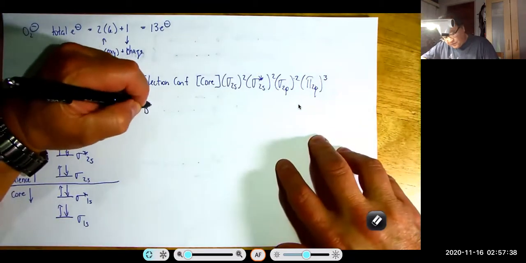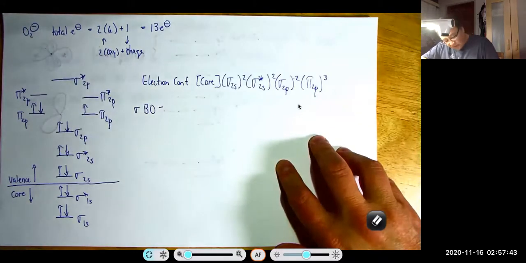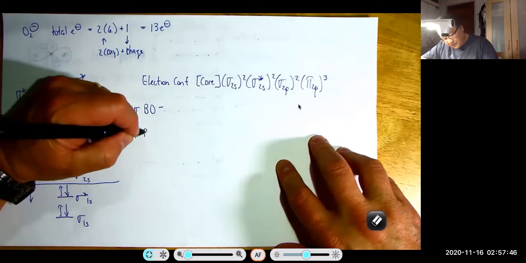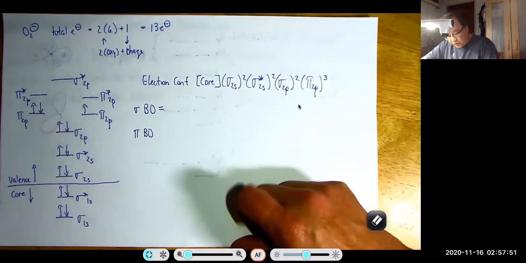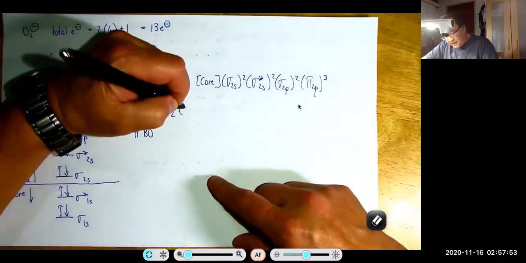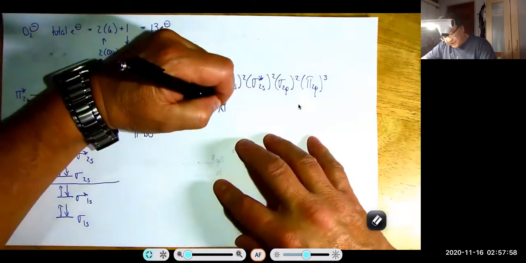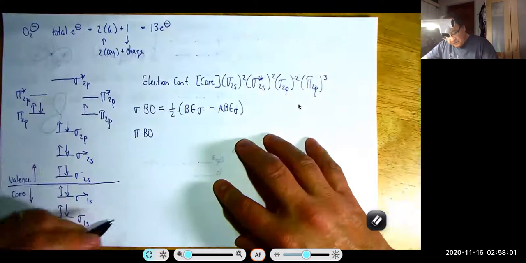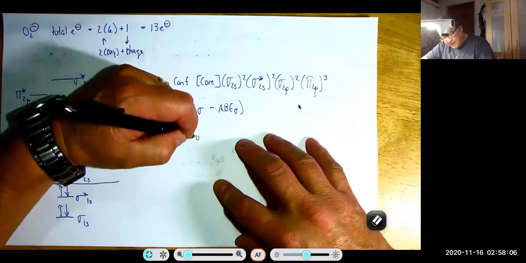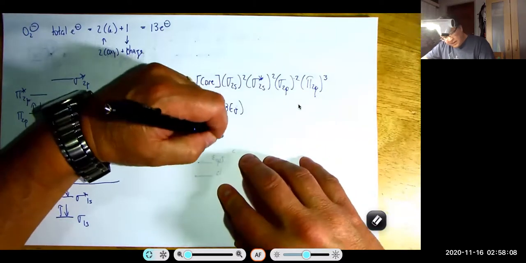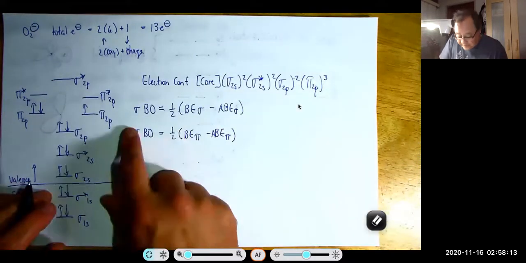For the bond order, we're going to look at first the sigma bond order, and then the pi bond order. So for the sigma bond order, which electrons do we want to count? We want to do 1/2 of the bonding electrons that are sigma minus the anti-bonding electrons that are sigma. And for the pi bond order, we want to do 1/2 of the bonding electrons that are pi minus the anti-bonding electrons that are pi. So to get the net bond order, you can do these separately.